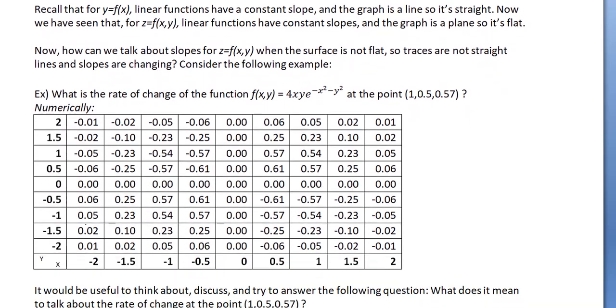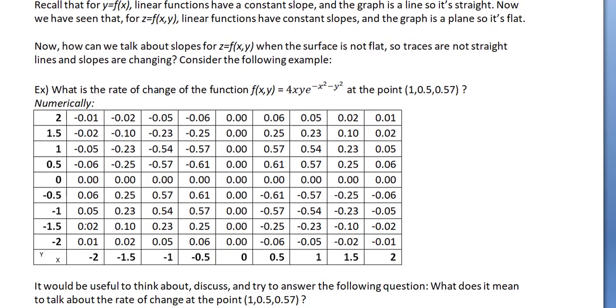very similarly, numerically. So here's a function, giving you a rather annoyingly complex formula. f of xy equals 4xy times e to the negative x squared minus y squared. And let's say we're at the point (1, 0.5, 0.57). So here's the numerical representation. And so we imagine that we are at x equals 1, y equals 0.5, and the z value is 0.57, which puts us at that point right there.